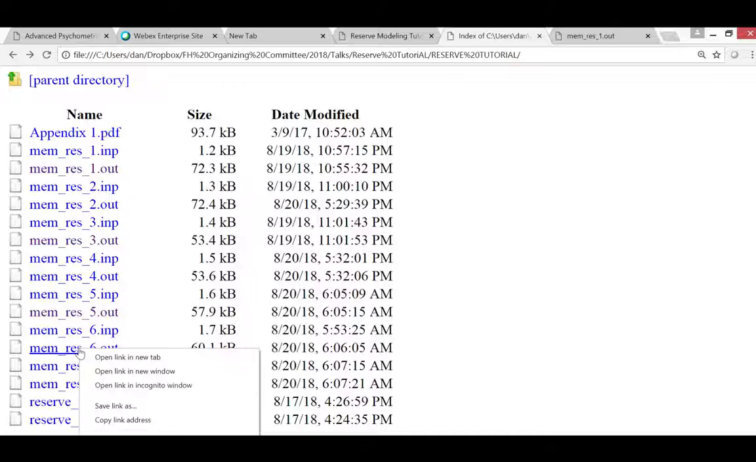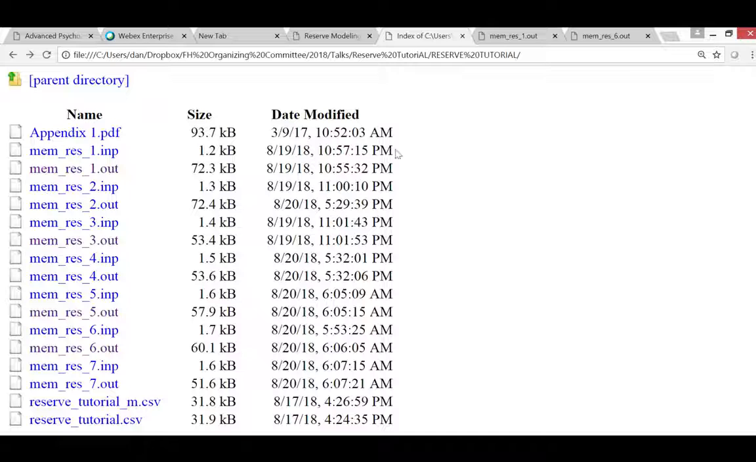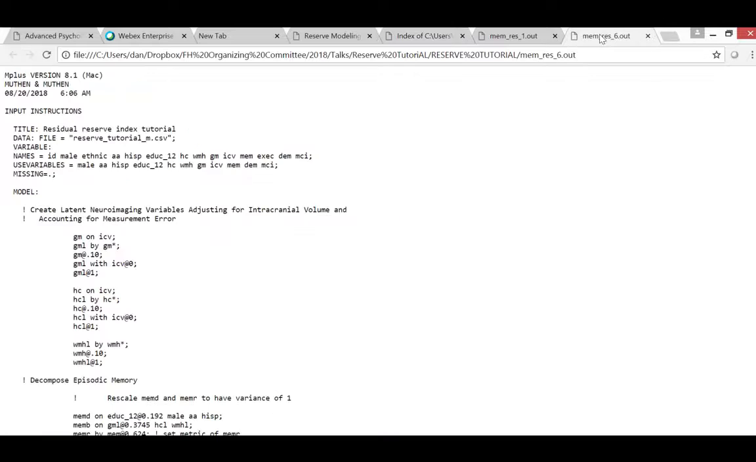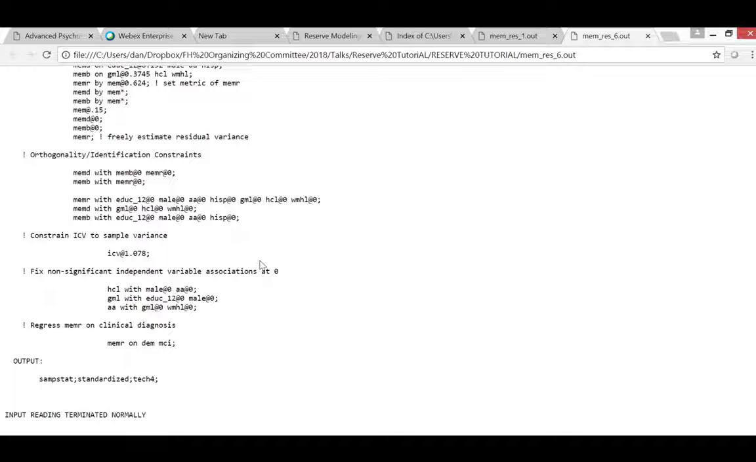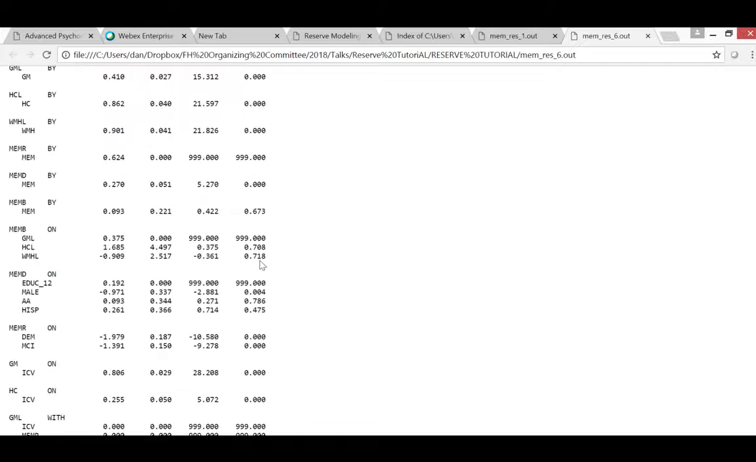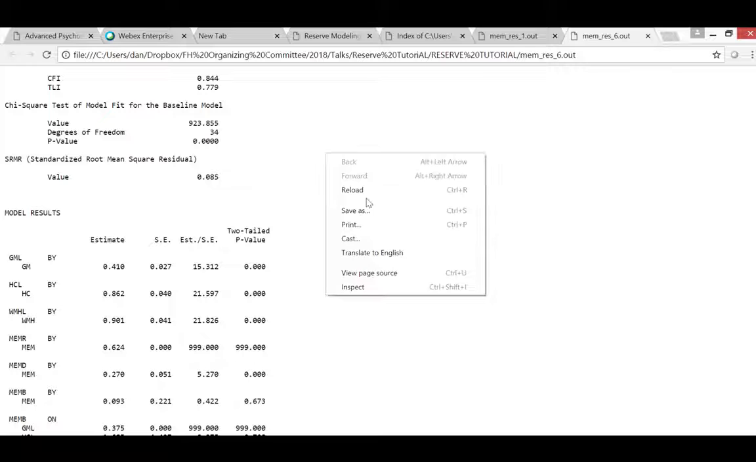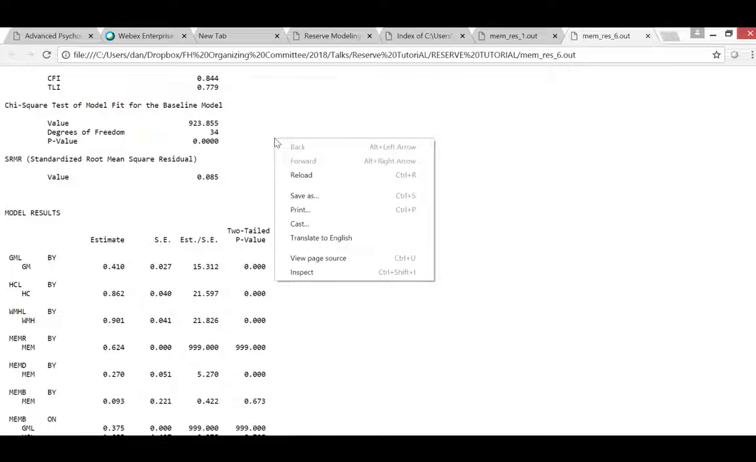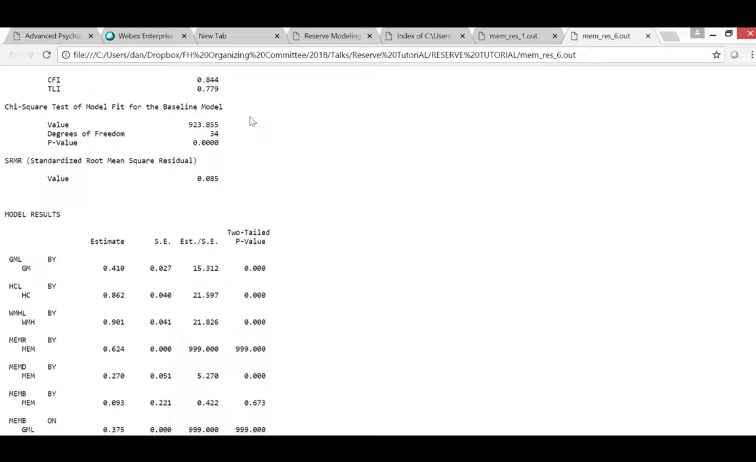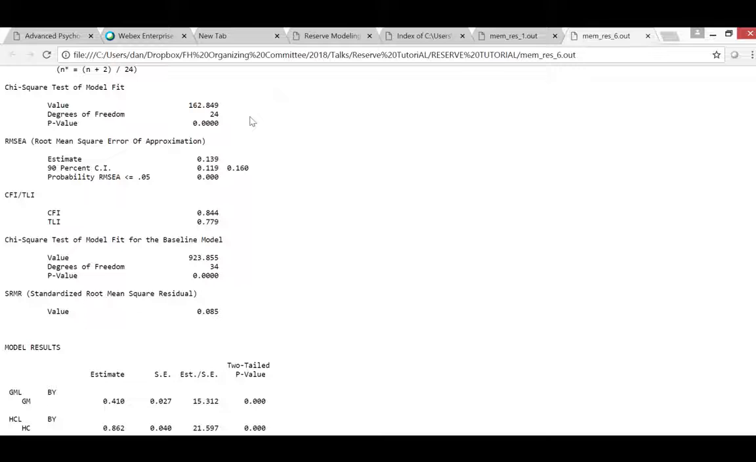So this is a place where the MEM variables are on the right-hand side of the equation. They're the independent variables. Let's see what happens when they're on the left-hand side of the equation. Here, instead of exec, I have dummy-coded variables for clinical diagnosis. Dementia, MCI, normal would be 0 on both of these variables. And I'm regressing MEM-R on these two variables. This works.